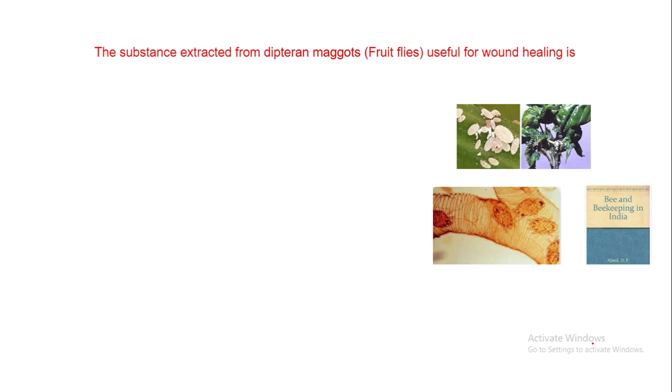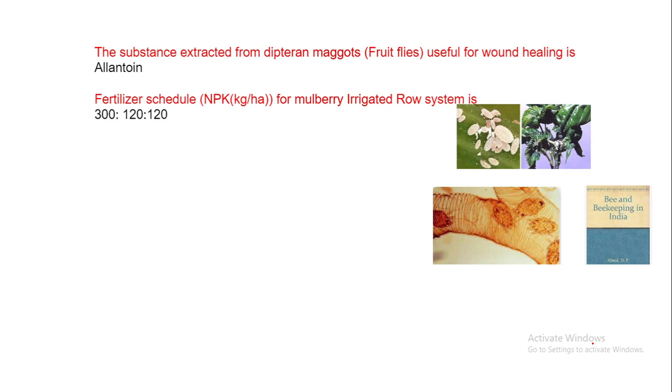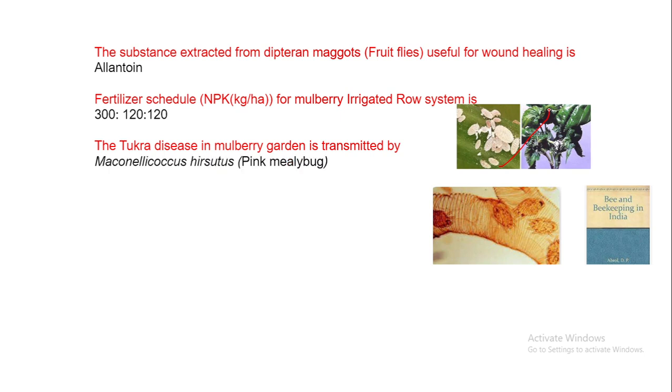The substance extracted from dipteran maggots or fruit flies useful for wound healing is allantoin. Fertilizer schedule for mulberry irrigated row system is 300:120:120 NPK. The Tukra disease in mulberry garden is transmitted by pink mealybug, that is Maconellicoccus hirsutus.